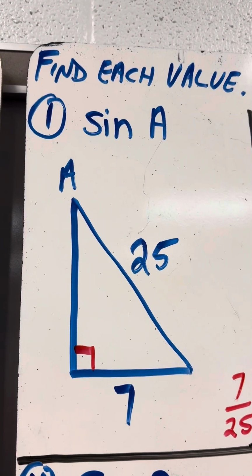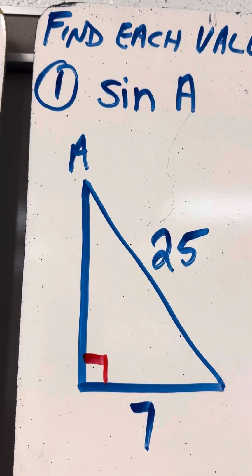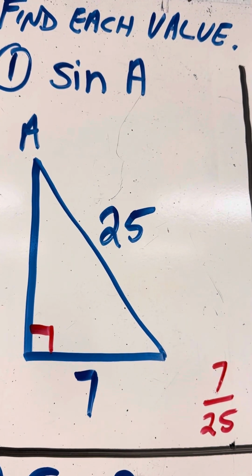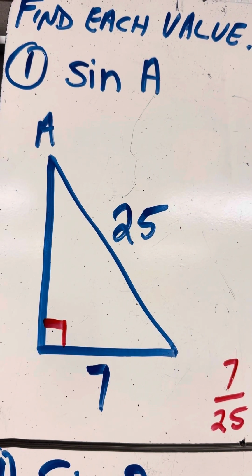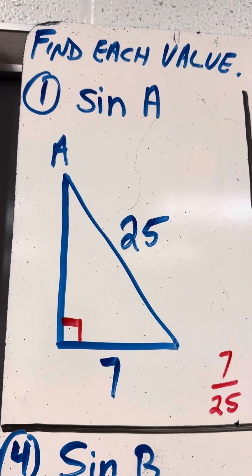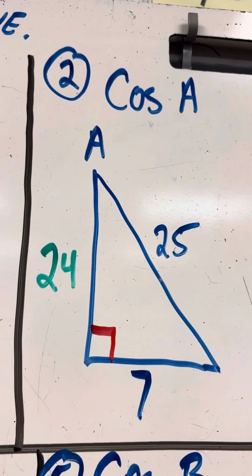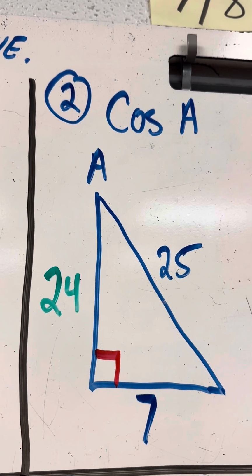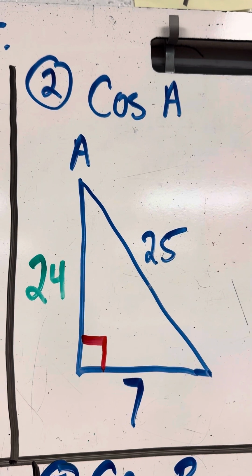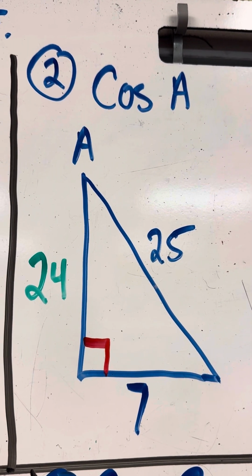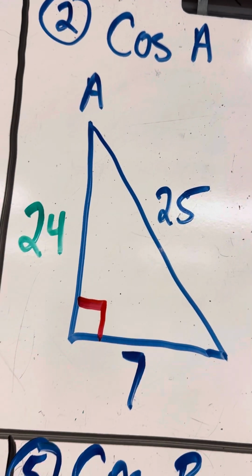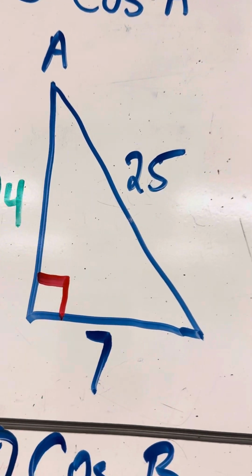Now, find each value. What's the sine of A? Opposite is 7, hypotenuse is 25. So your answer will be 7 over 25. Now, in a number of your problems here, you will not be given one of the three numbers. So it's saying, what's cosine of A? So you have to figure out what this length is here.